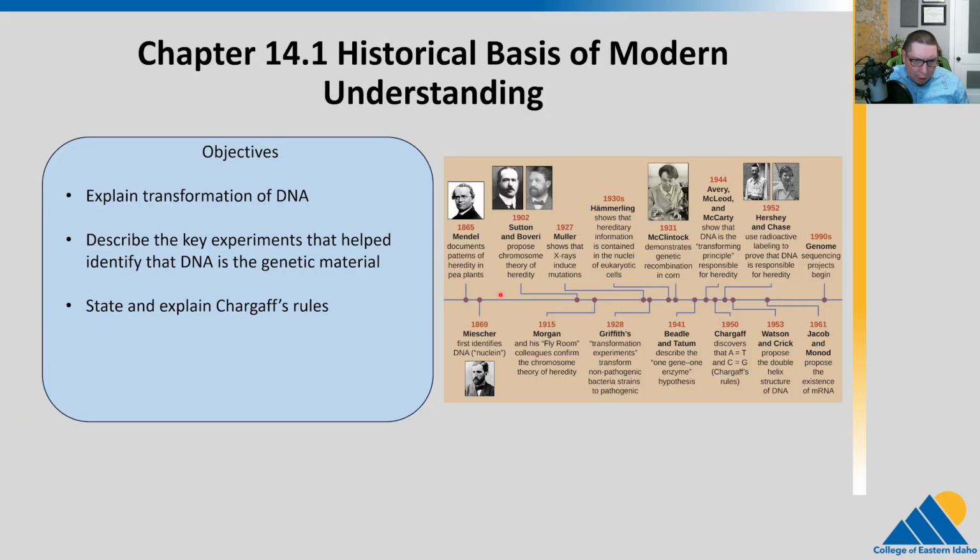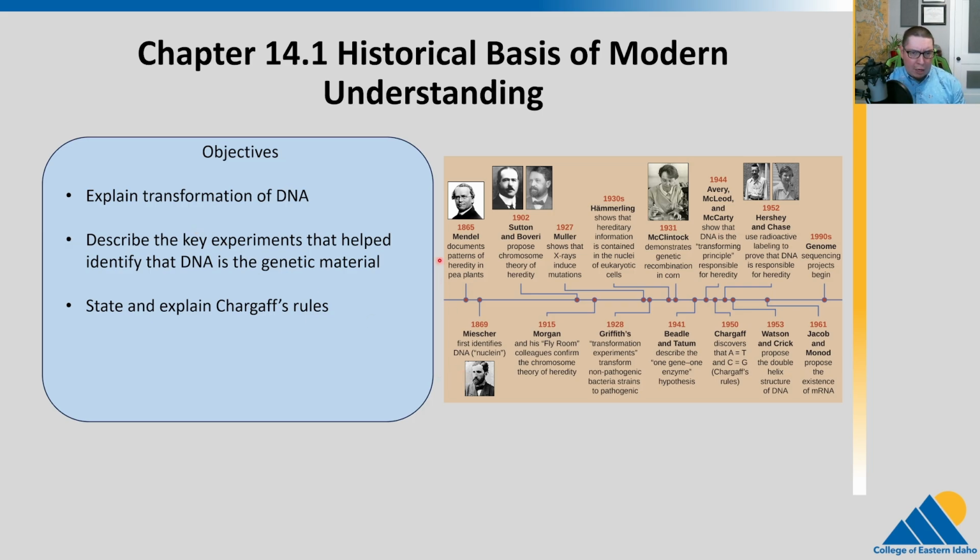So let's back up. Let's go back to our timeline here. We're going to talk about a couple key experiments that lead us to understand that DNA is indeed the genetic material. So we've got to talk about transformation, which is a key process that allowed us to understand this. And then we will talk about Chargaff's rule, which allows Watson and Crick in some ways to make their model of the structure of DNA.